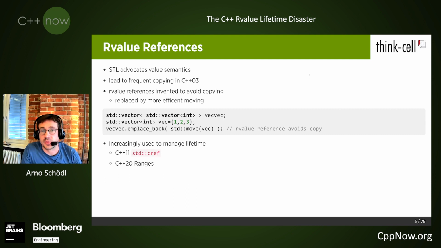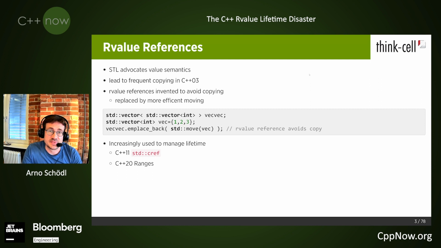Now, rvalues were used for another purpose, and increasingly so. C++11 already started using it in cref to manage lifetime. What they actually did is that cref is a wrapper for a reference, and that was meant to be an lvalue reference, not an rvalue reference. So when you would try to create such a cref from an rvalue, it wouldn't compile.